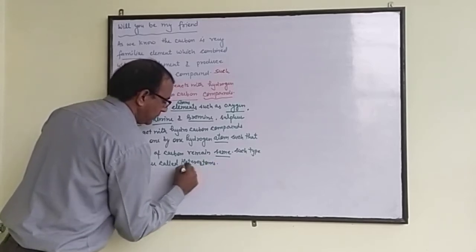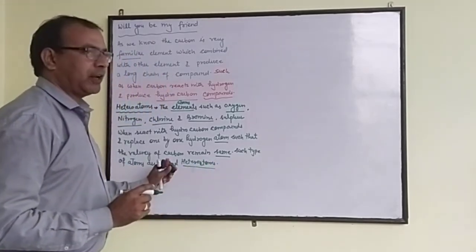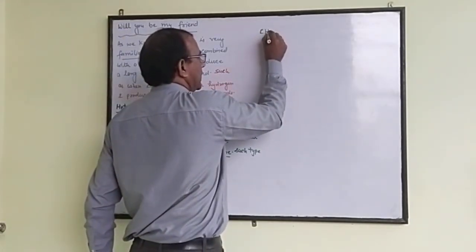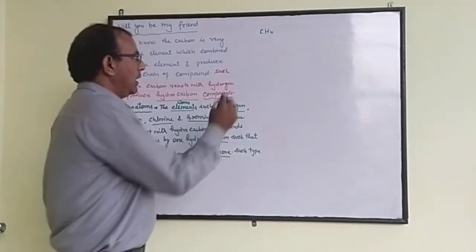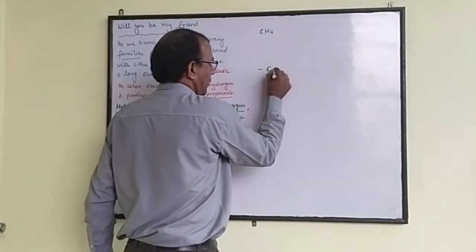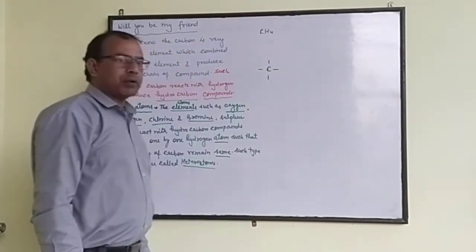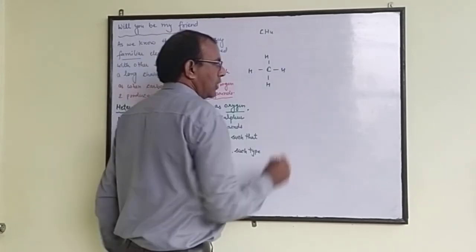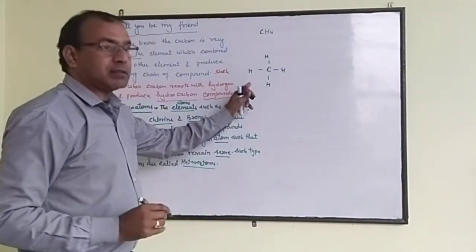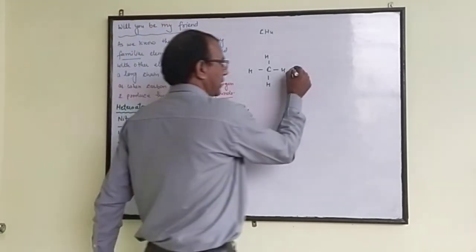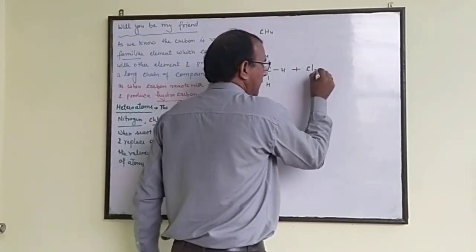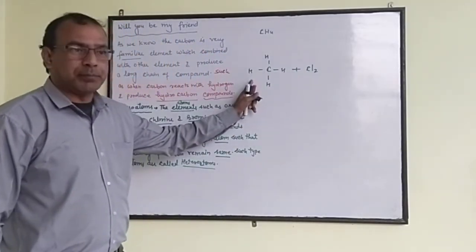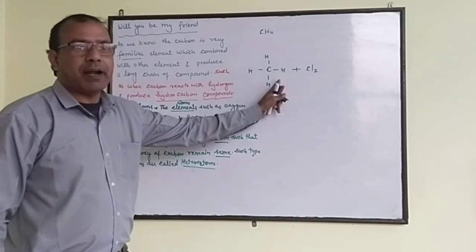We'll take an example of heteroatoms: the example of methane. The chemical formula of methane is CH4. If we draw the bond structure, carbon is bonded on four sides with hydrogen atoms. But when chlorine reacts with this hydrocarbon compound, chlorine is a gas which is found as diatomic. One chlorine reacts with methane and replaces one hydrogen atom.